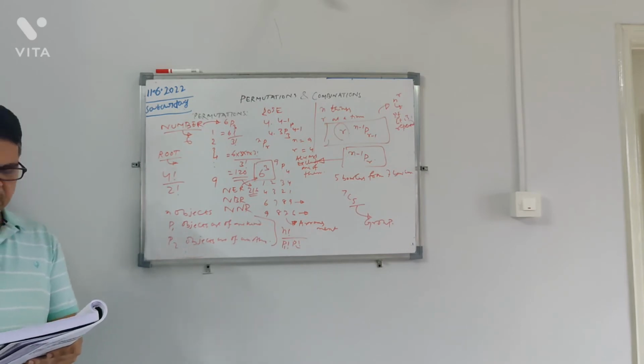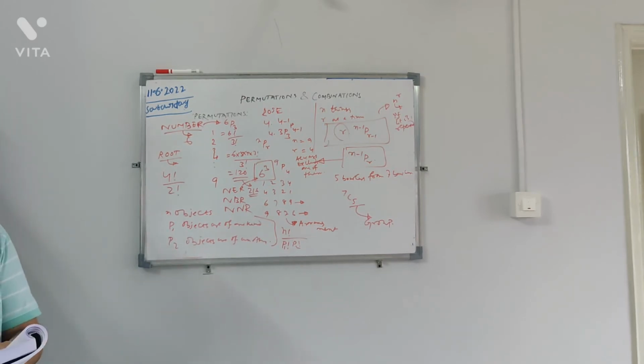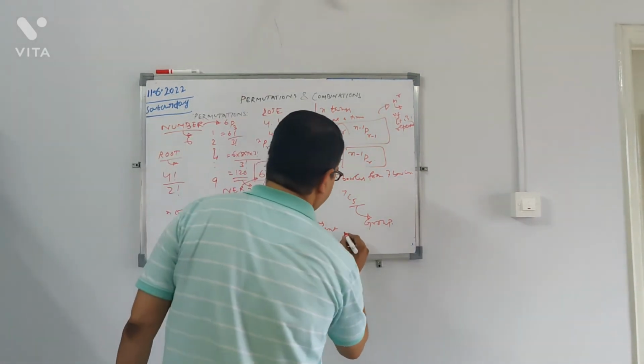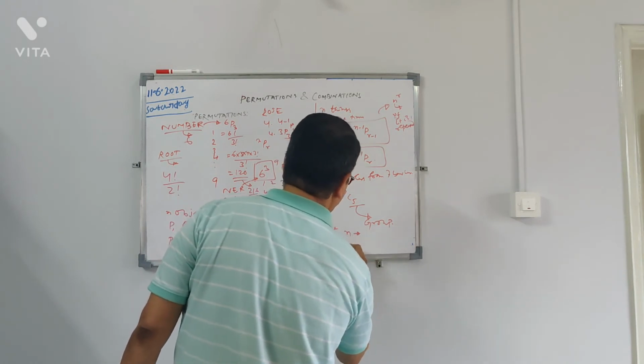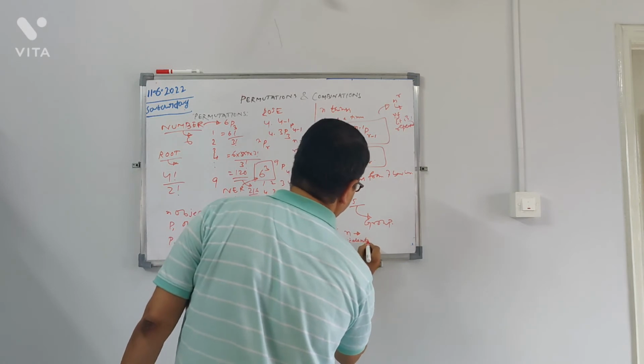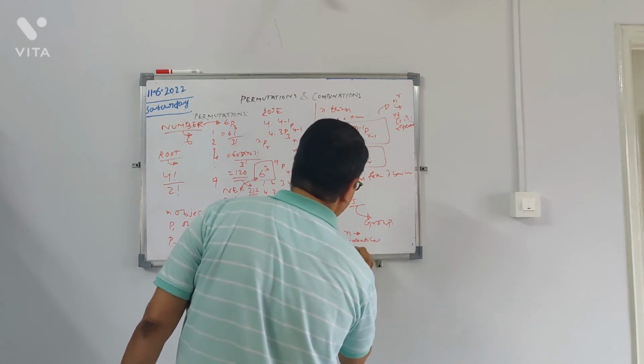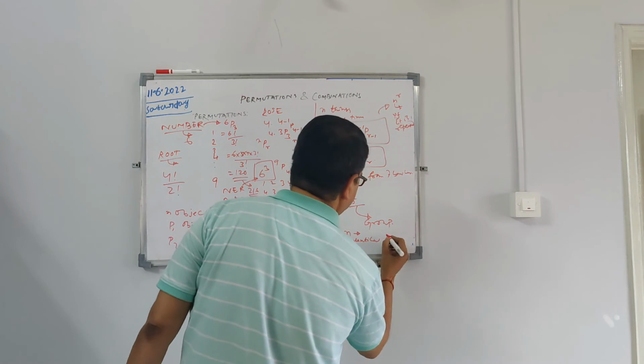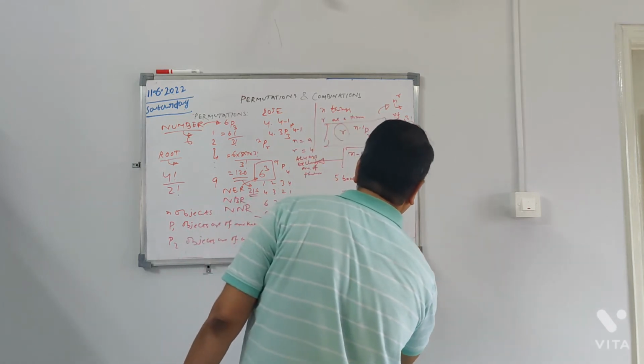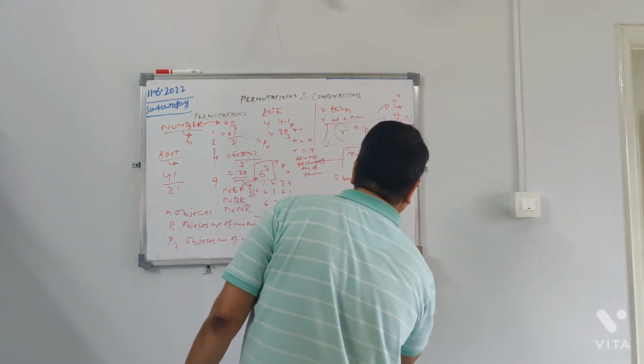So permutation of n things of which p are identical of one kind, q are identical of a second set, r are identical of a third. So you are taking n things out of which p is an identical set, q an identical set, r an identical set. In that case, the permutation will be n factorial divided by p factorial, q factorial, r factorial.